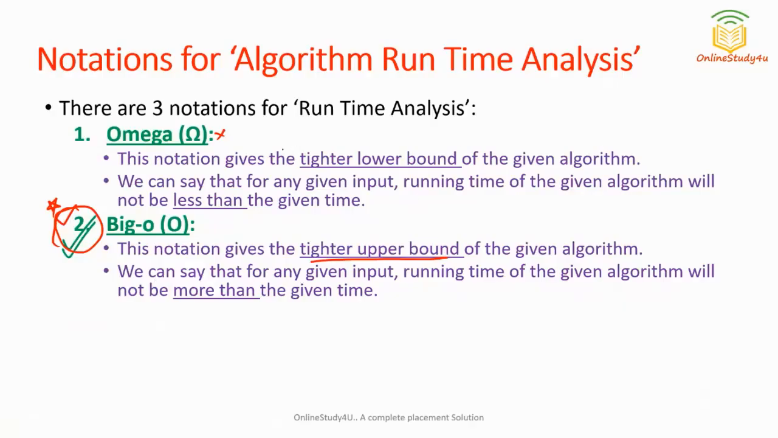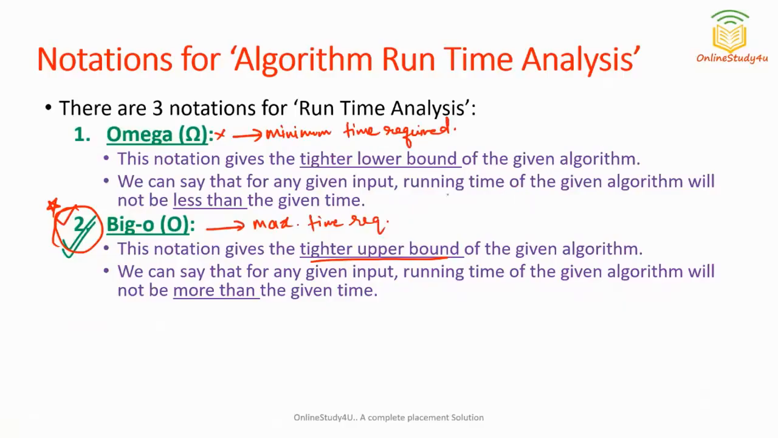Okay, so let me write here so you can understand. Omega will tell us the minimum time required. In the same way, big O notation tells that this is the maximum time required by the algorithm. Beyond this, the algorithm won't take much time.